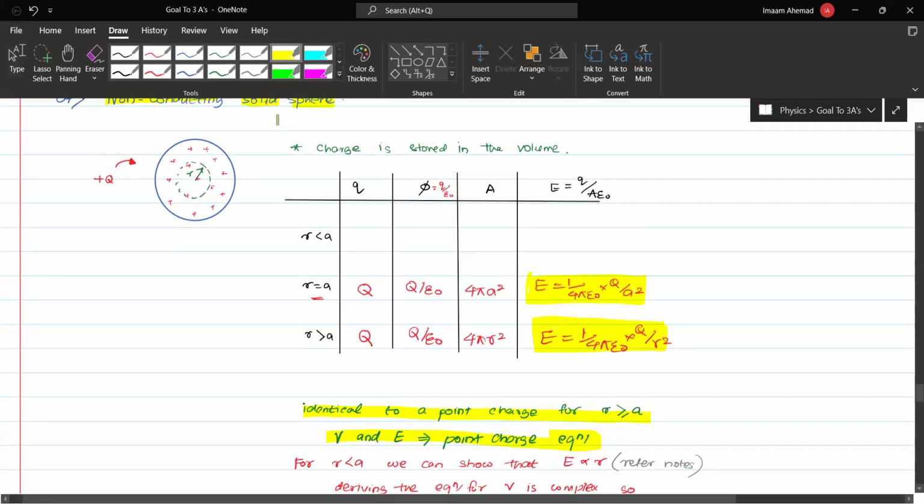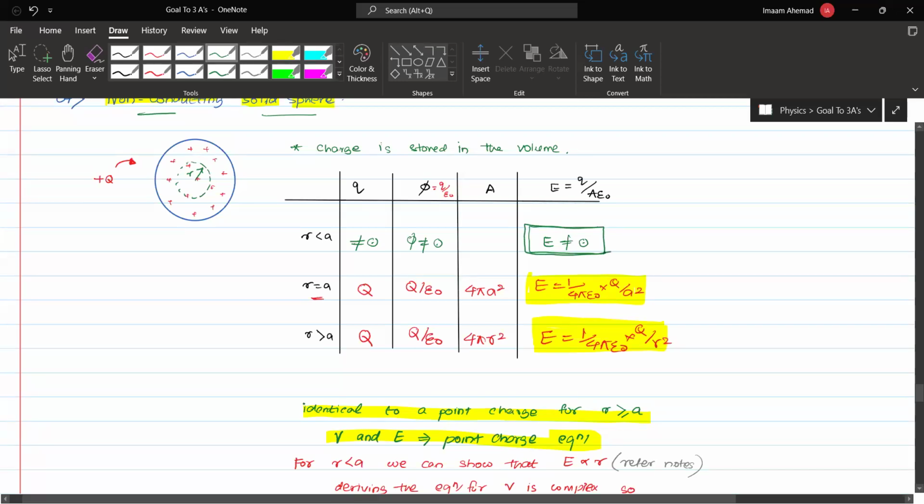Okay, what about R is less than A? Is the charge zero or not? What about the boys? What do you all say? Is it zero or not? Yes, it's not zero, right? It is not equal to zero. If it is not equal to zero, then the flux is not zero. If the flux is not zero, then E is not zero. So for a non-conducting solid sphere, E inside is not equal to zero.